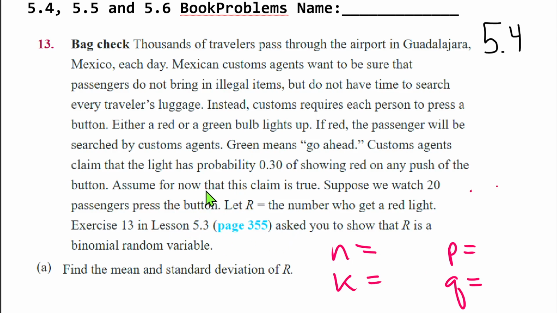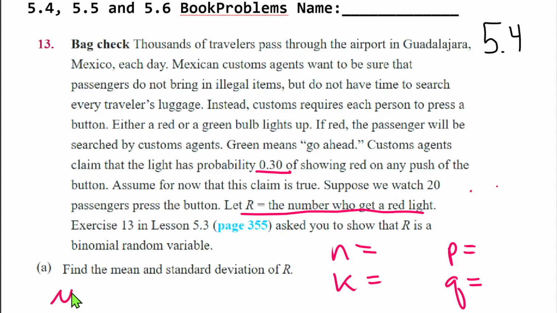So you have 20 people that are going through a baggage check or whatever, and 30% of the time, 0.3 as a probability, a red light goes off and that person gets searched. So R is the number of people who get a red light. Usually we use X. R is fine. So they asked to find the mean and the standard deviation of R.